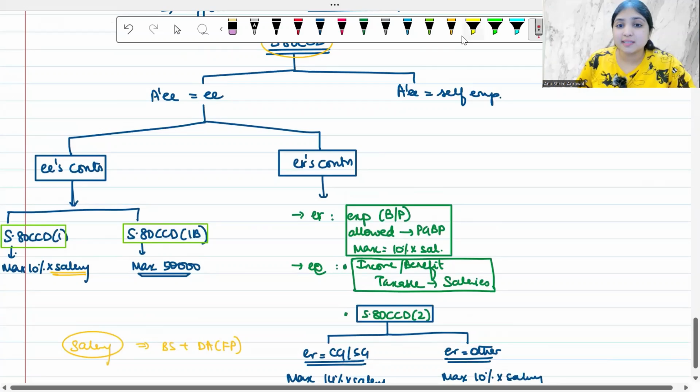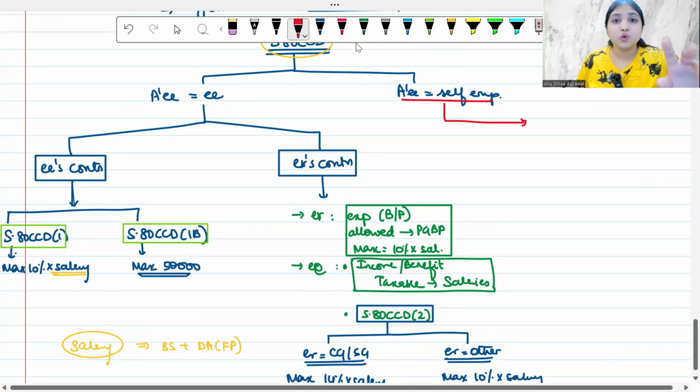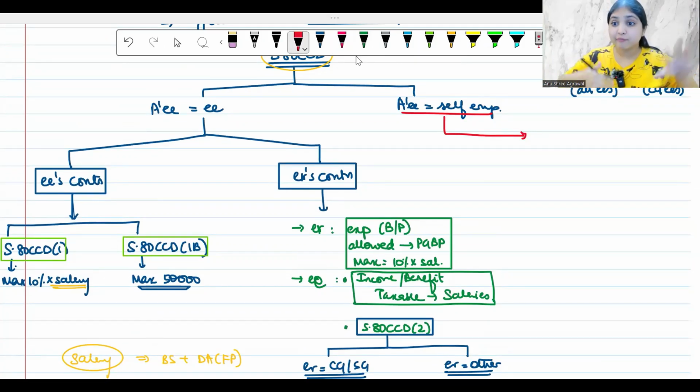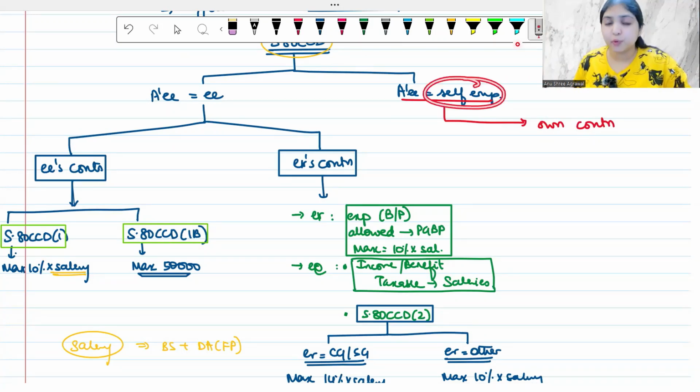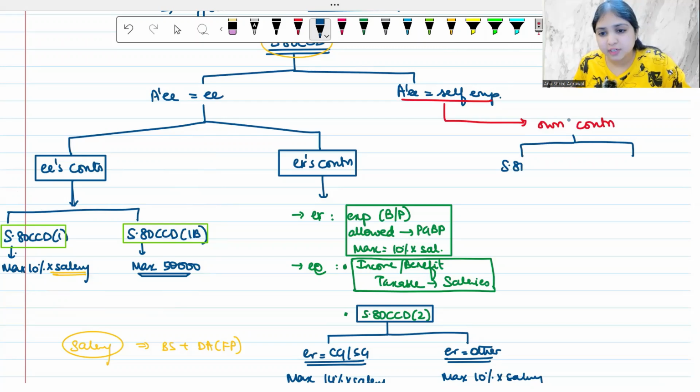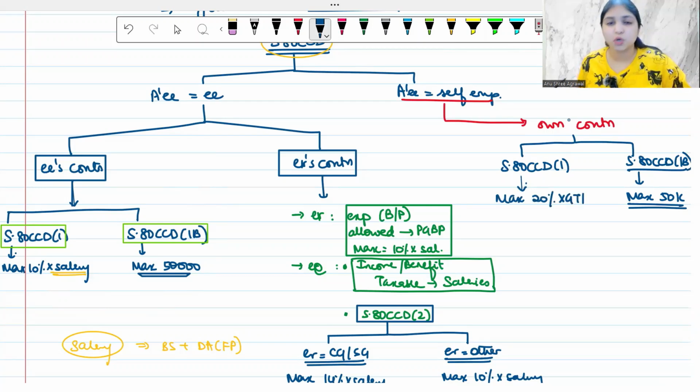Now, what if the assessee happens to be a self-employed person? If the assessee is a self-employed person, then there is no question of employer's contribution, guys. We'll only have the assessee's own contribution, because the assessee is self-employed. For the assessee's own contribution, we will have two sections over here: section 80CCD1 and section 80CCD1B. Under 80CCD1B, maximum how much will we allow? Same thing, maximum 50,000. Under 80CCD1, maximum 20% of GTI is what we will allow.